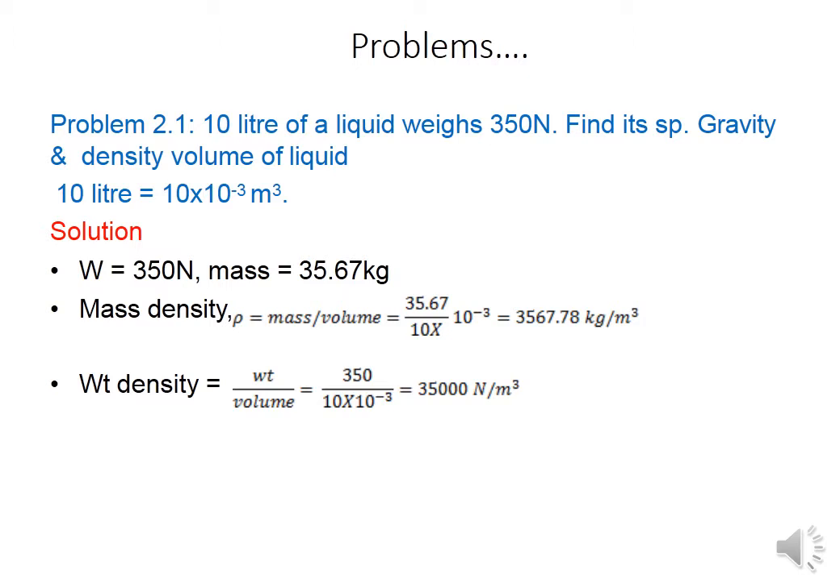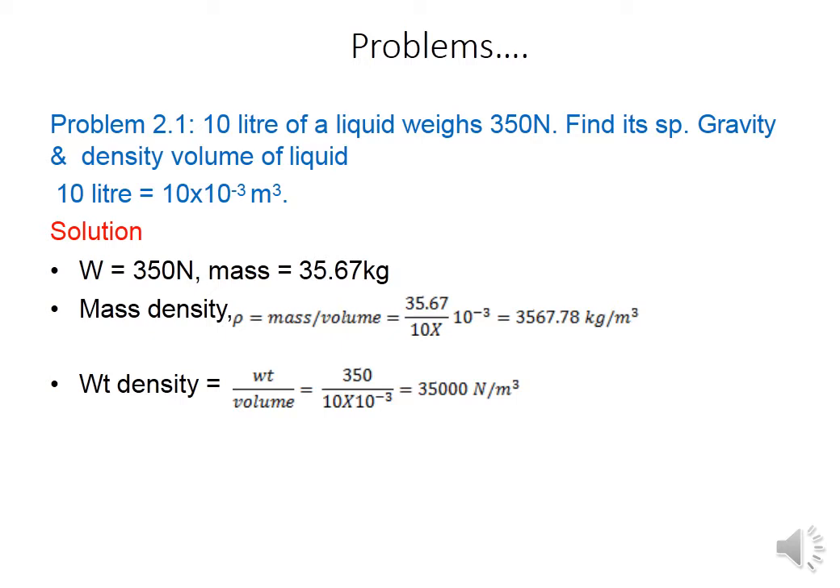So what all you have to find out? Specific gravity. What is formula of specific gravity? Density of any liquid to the density of water. But density you don't know. So if you want to calculate the density, mass by volume, you can do it. So mass by volume is what? Mass is not given, so weight is given. Weight is equal to 350 Newton.